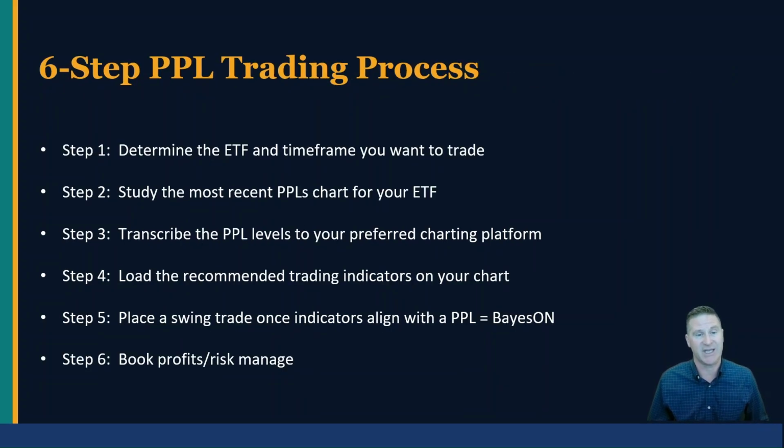Now, this is the 6-step process. If you want more details, again, check out the full-length instructional video. But we're going to identify the ETF. You'll be given the PPLs and technical indicator optimal levels. You'll also be given an optimal profit-taking level and how to use all of that information to get to a Bayesian status, which is where we're actively into a trade.